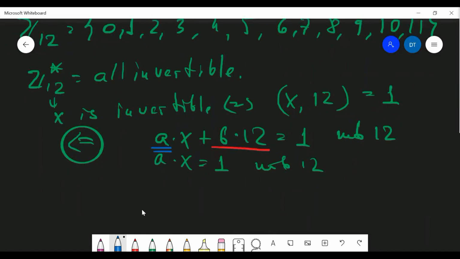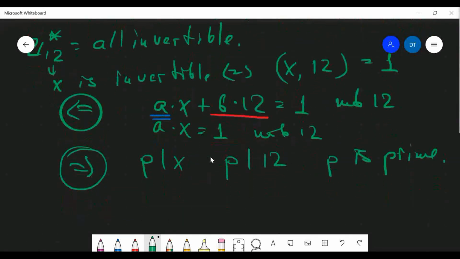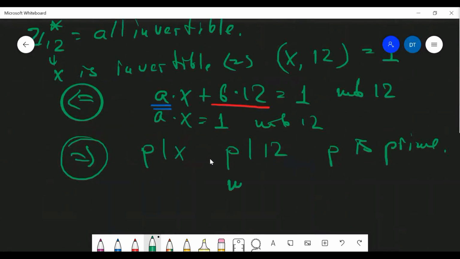But in the opposite direction, if x is not coprime, so if there is a prime number p dividing x and dividing 12, then let's denote m to be 12 over p. Since 12 is not prime, m is not equal to 1, so it's a non-trivial remainder.